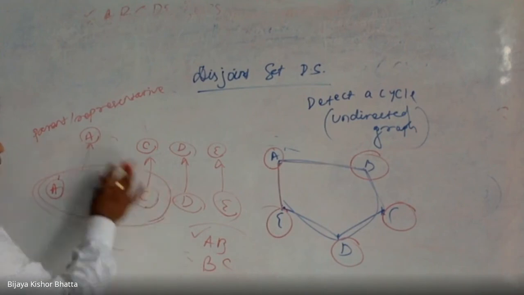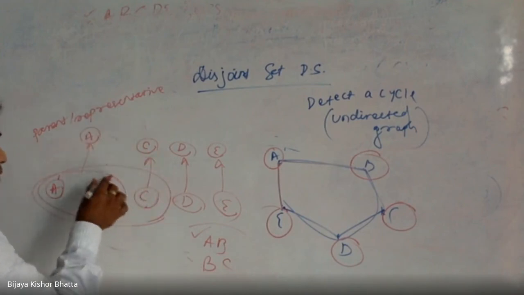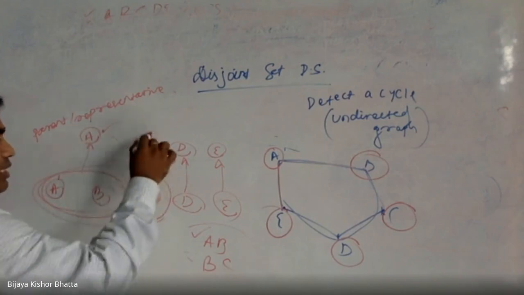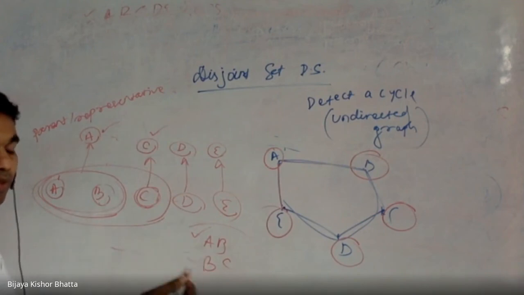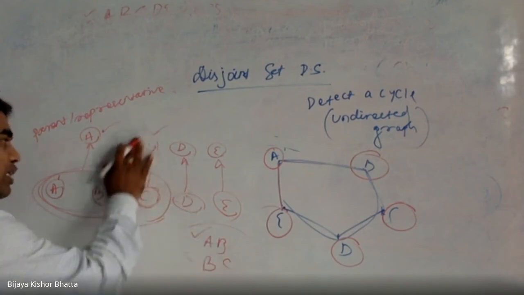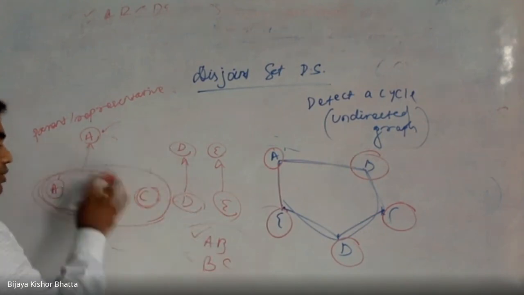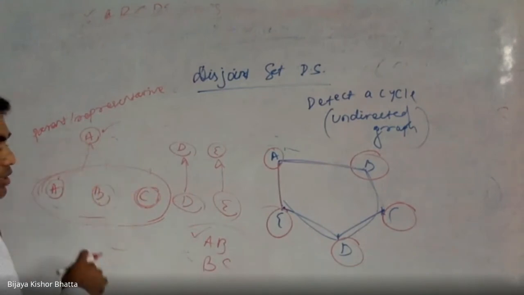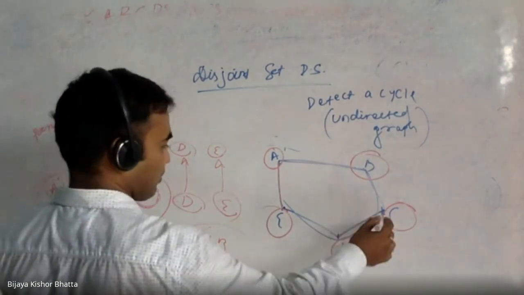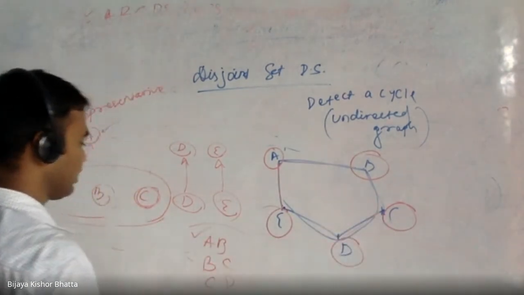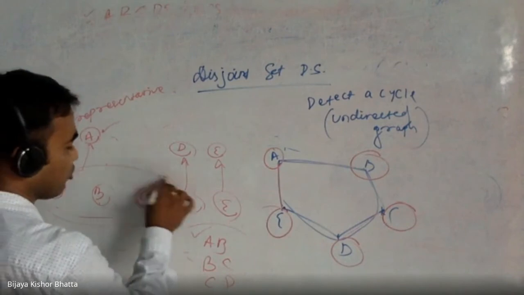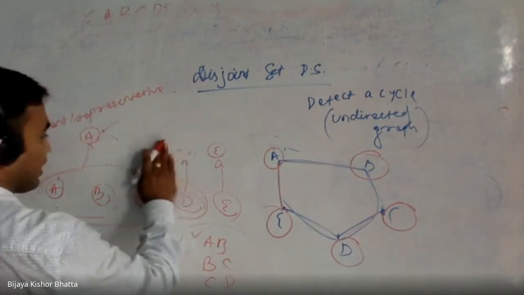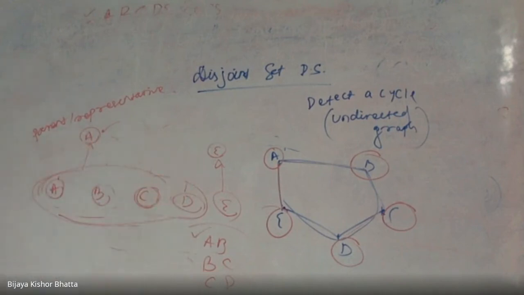Then who will be the parent or representative? If you remember, for A B, A was the parent or representative. For C, C was the parent. So again the same formula: anyone can be the parent. Suppose I take A as the parent or representative for these three, A B C. And suppose now I am taking C D. Again the same thing will happen. C D will become part of the same component, and they will have the same parent, which is A.